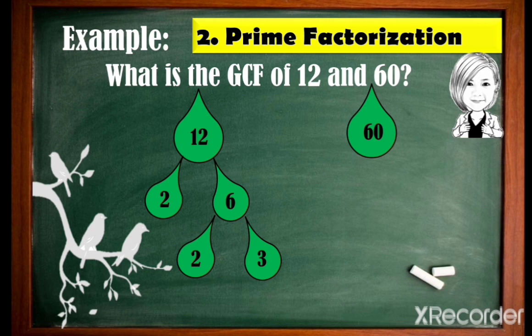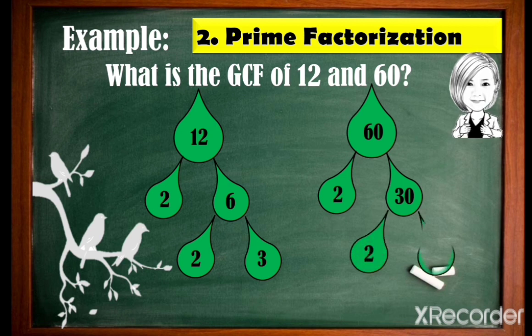Ngayon naman, isipin natin ang prime factors ng 60. I-divide natin si 60 sa prime number na 2, that will give us 30. Si 30, pwede pa rin natin i-divide kay 2, and it will give us 15. Si 15, pwede nating i-divide siya sa dalawang prime numbers which is 3 and 5. So, ibig sabihin, the prime factors of 60 is 2 times 2 times 3 times 5.